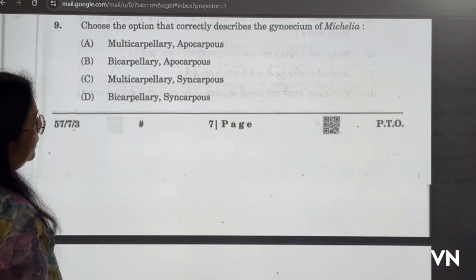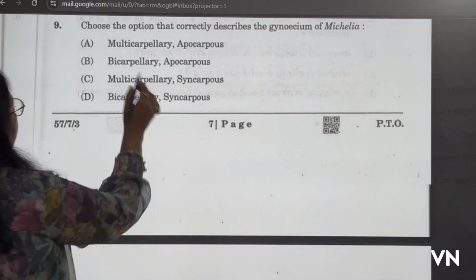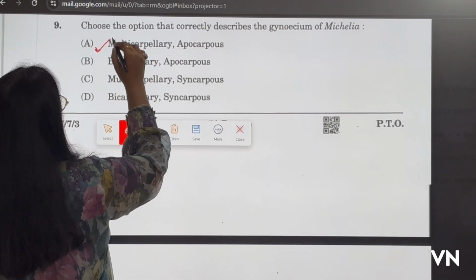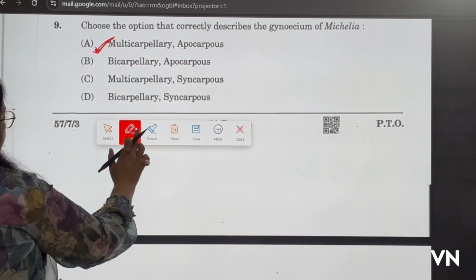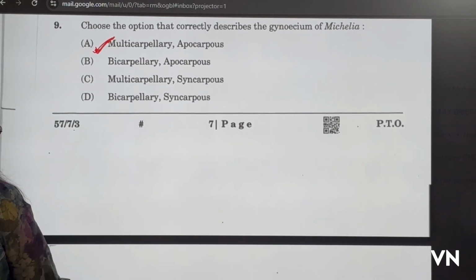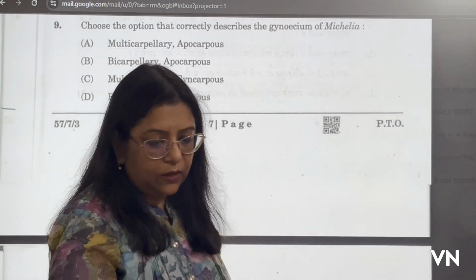Choose the option that correctly describes the gynoecium of Michelia: multicarpellary and apocarpous. Multicarpellary and apocarpous is the answer. Next is question number 10th.